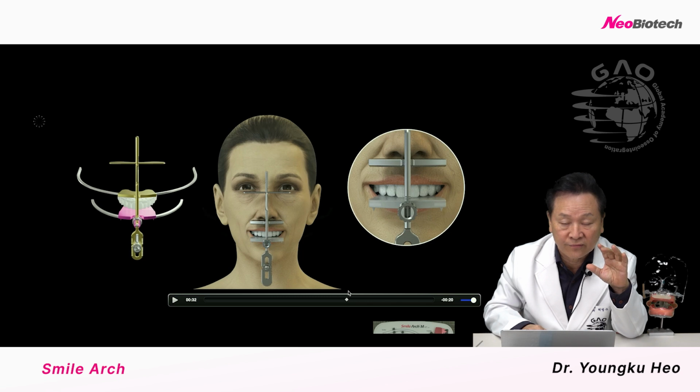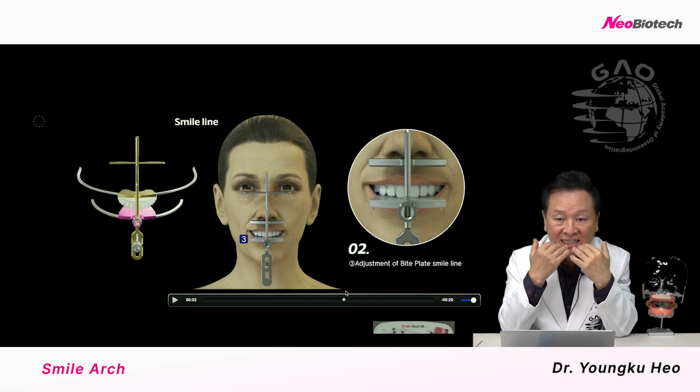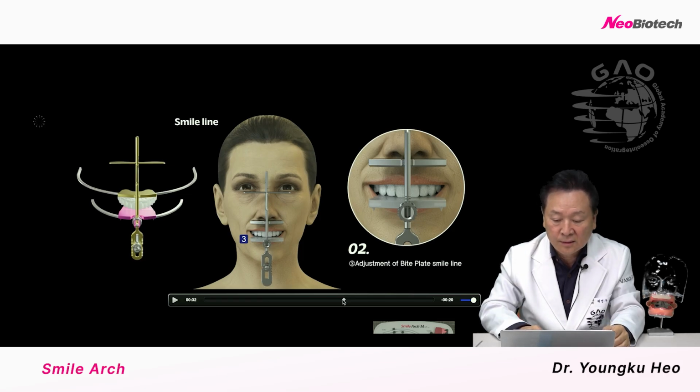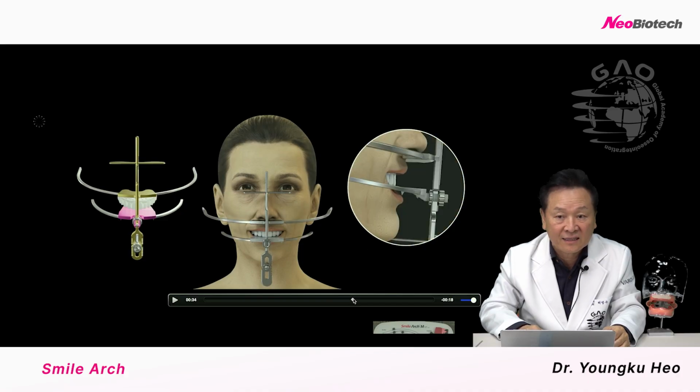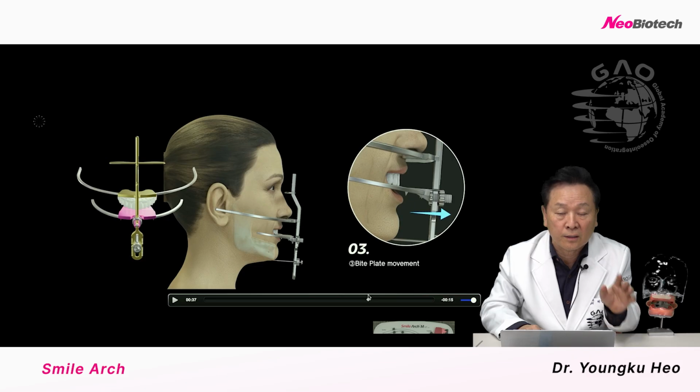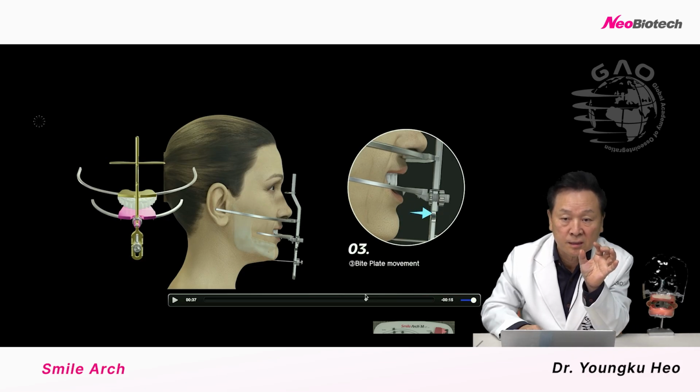So we can determine the face, I mean the smile line, and we can discuss with the patient and decide the incisor line of the teeth. From the anterior to the posterior, we can also modify the anterior position of the teeth.